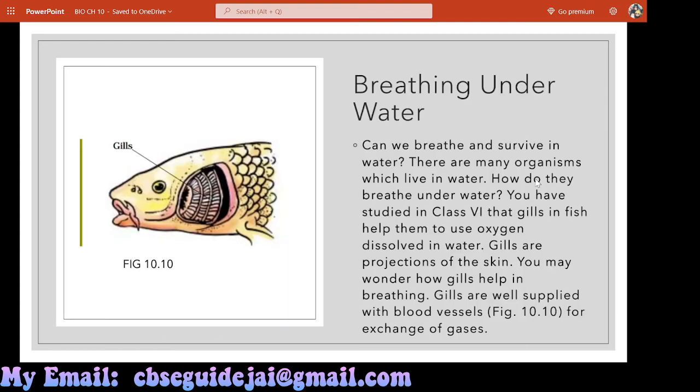This is breathing underwater. There are many organisms which live in water. How do they breathe? Well, fish have gills, and these gills help them breathe. You may wonder how gills help in breathing. Gills are well supplied with blood vessels for the exchange of gases.